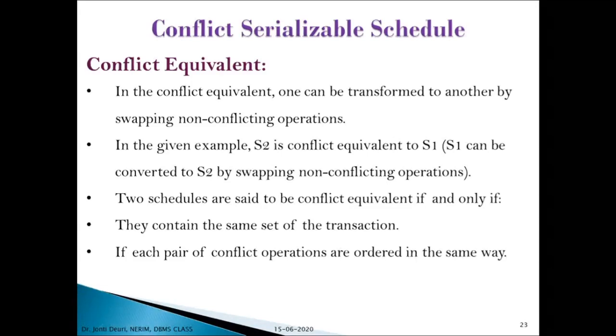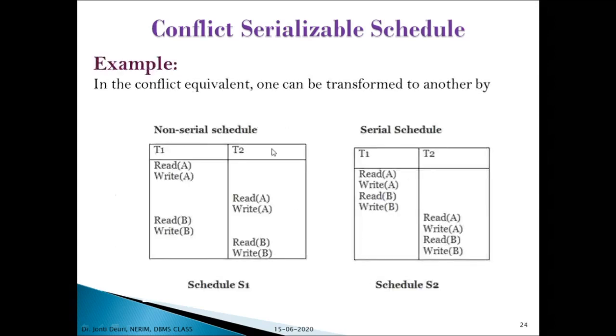So for transaction T1, if they are reading and then writing, they are doing it the same way. If transaction T2 also has the same operations, then you can see that the two schedules are said to be conflict equivalent. Like our read operation. So here we can see in this example, conflict equivalent, one can be transformed to another.